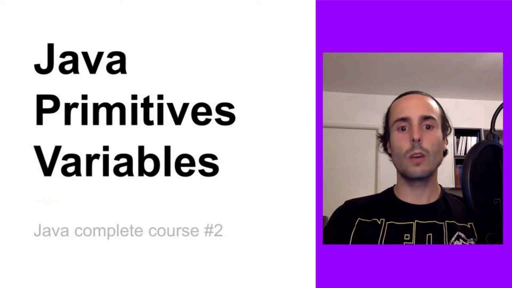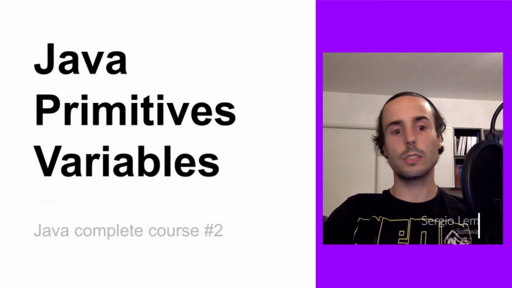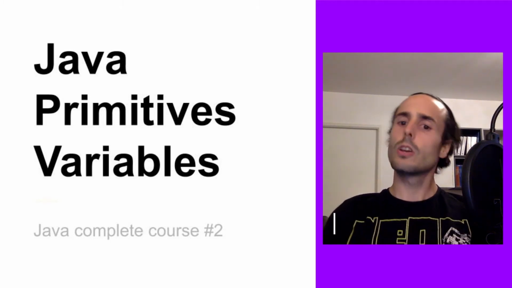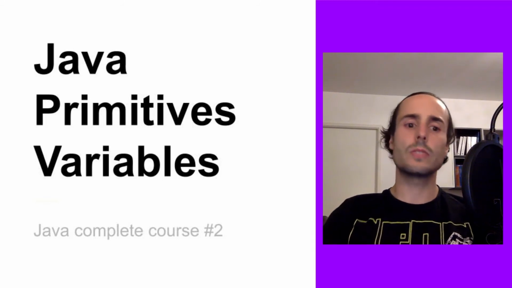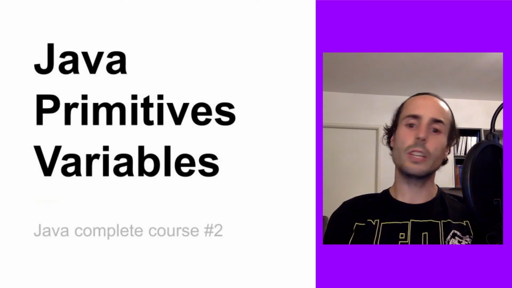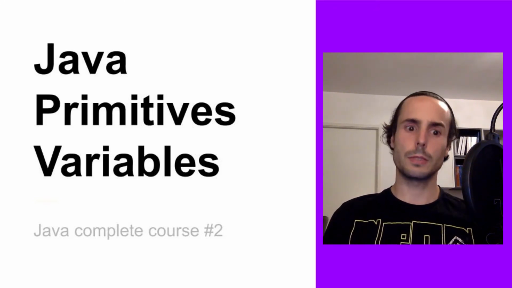Hello everybody, welcome to the second chapter of this complete Java course for beginners. I'm Sergio Lerma, software architect, and today I will guide you with the so-called primitive types and their operations. And at the end of the video, you will be able to write some basic Cipher algorithms.